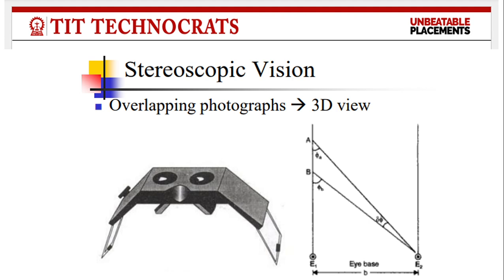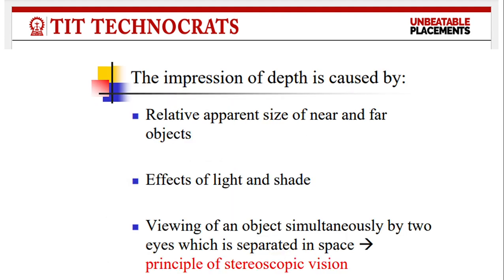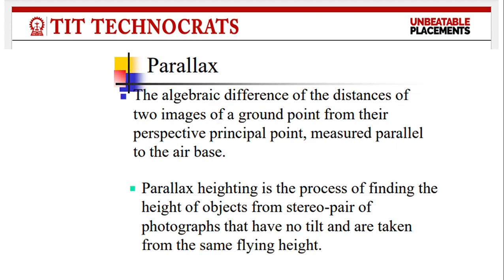It is used generally for producing stereoscopic vision, meaning overlapping photographs in 3D view. The impression of depth is caused by the relative apparent size of near and far objects and the effect of light and shade. Viewing an object simultaneously by two eyes, which are separated in space, is called stereoscopic vision.